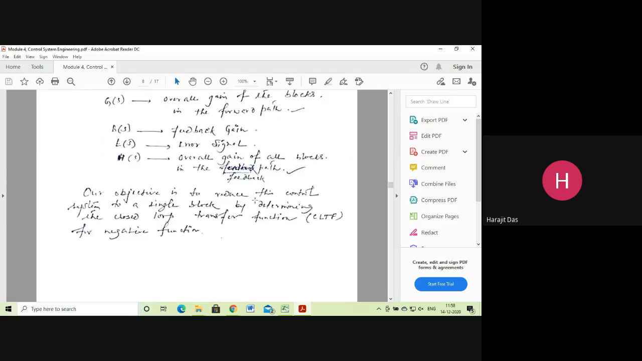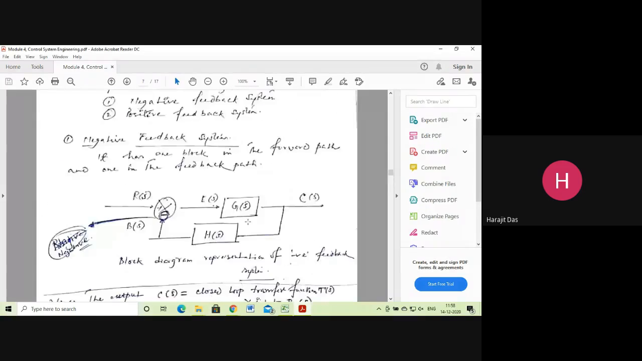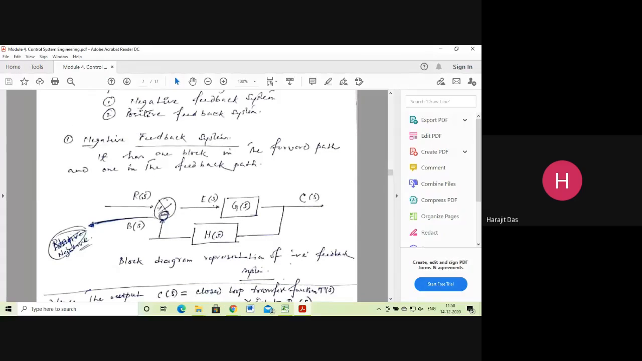Okay, so our objective is to reduce the control system to a single block by determining the closed loop transfer function for negative feedback. Here this is a negative feedback system. The positive feedback system will be only positive. Here I have marked another circle, so don't do it. You only need to make 4 chambers. Here it is positive, here it is negative only.